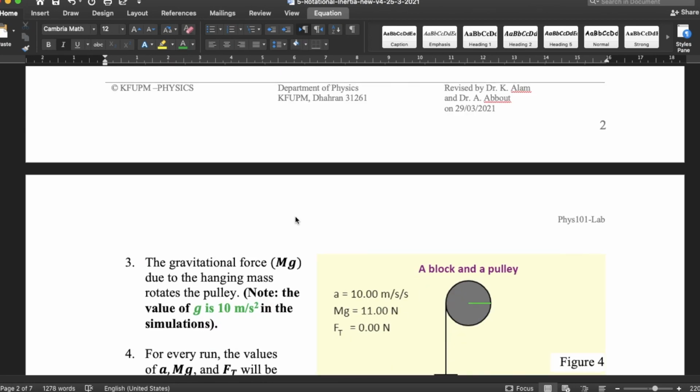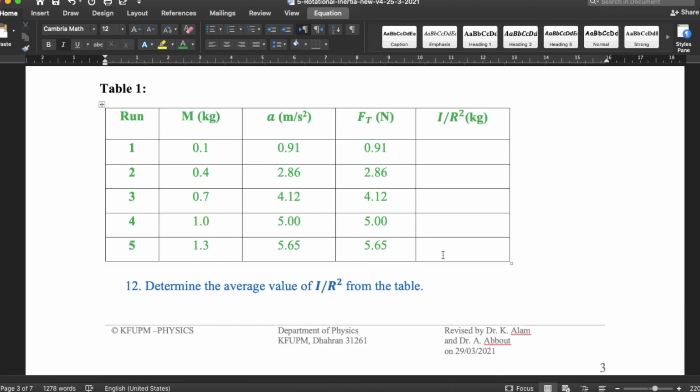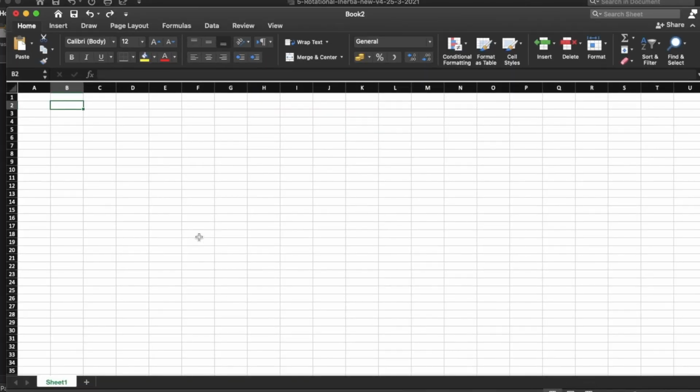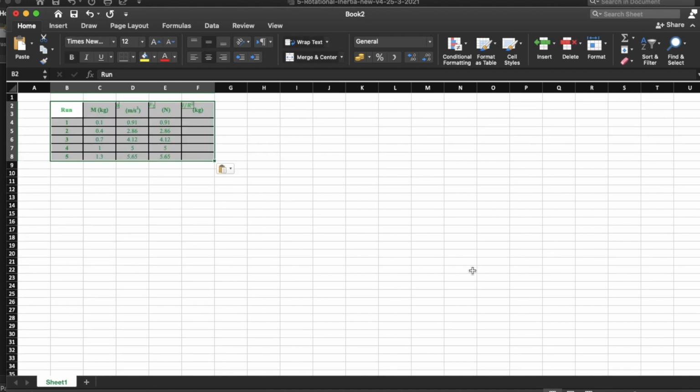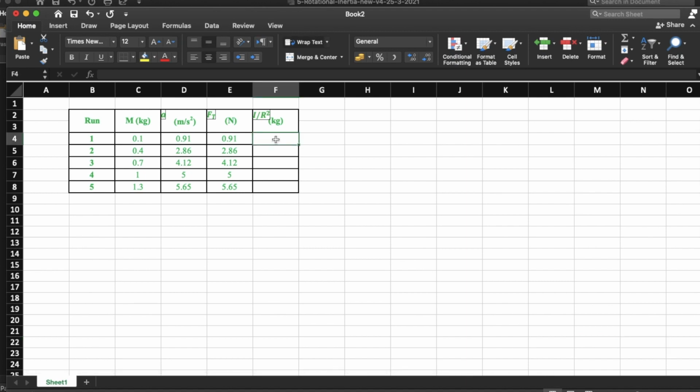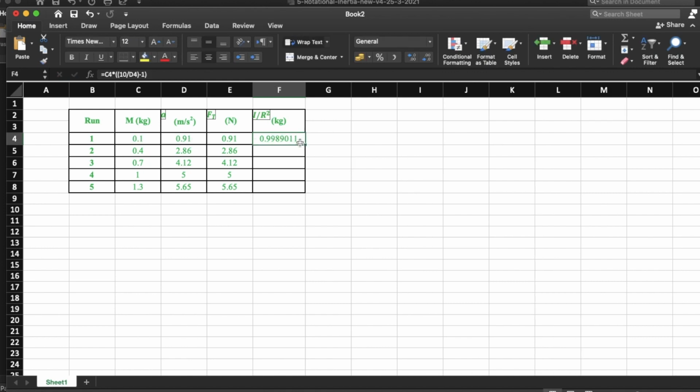So we'll go to Excel, copy this table, go to Excel, then paste, apply the formula, equals m times, do not forget the star, g, which is 10 in the simulation, divided by the acceleration minus 1. Okay, do the same for the other cells.